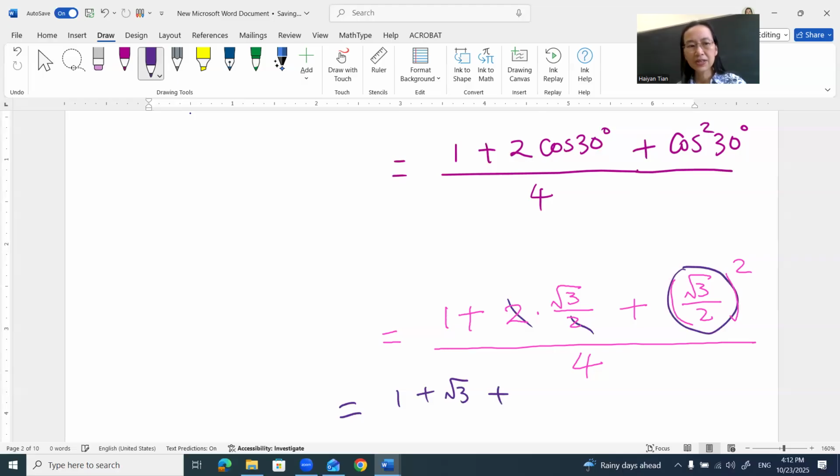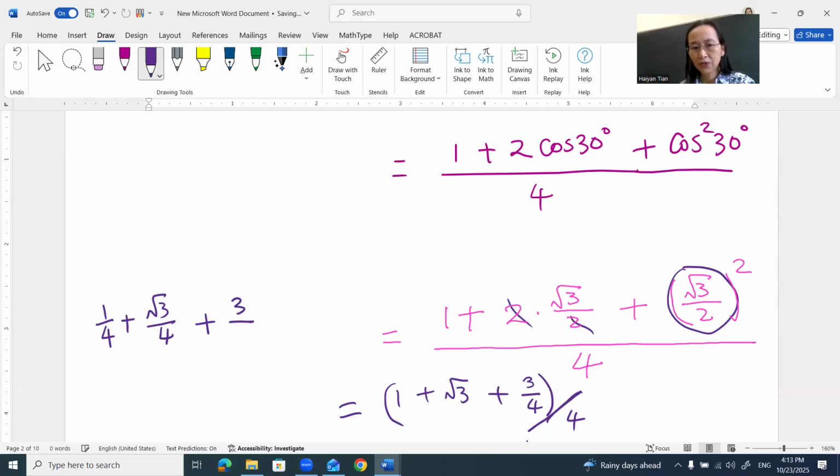What is the square of this number? It will be 3 over 4. And the whole numerator divided by 4. So we need to divide every term by 4. So then the final answer is 1 divided by 4 plus the square root of 3 over 4 plus 3 over 4 and another 4, that's 16, 3/16.